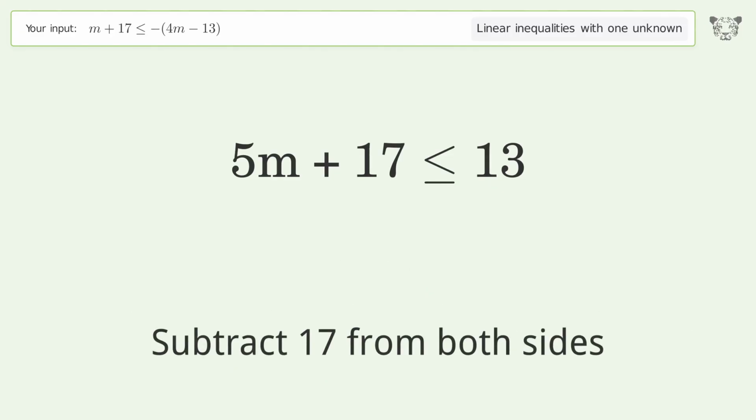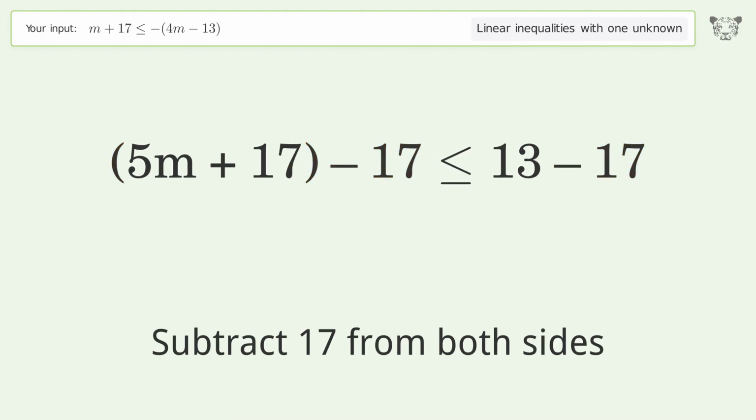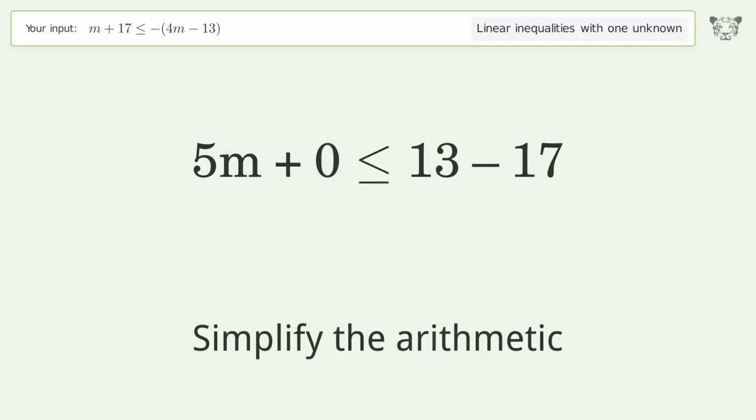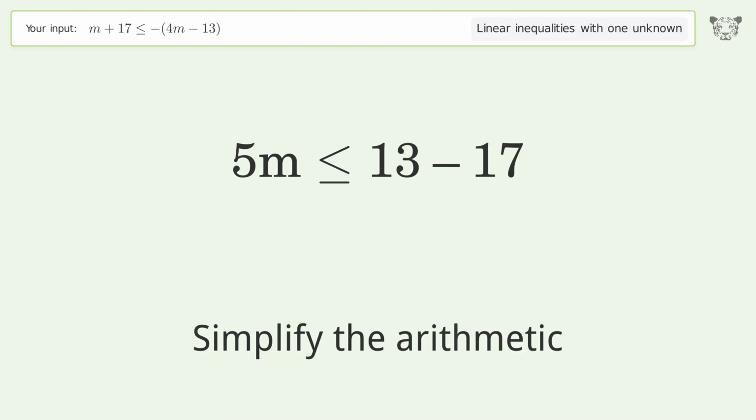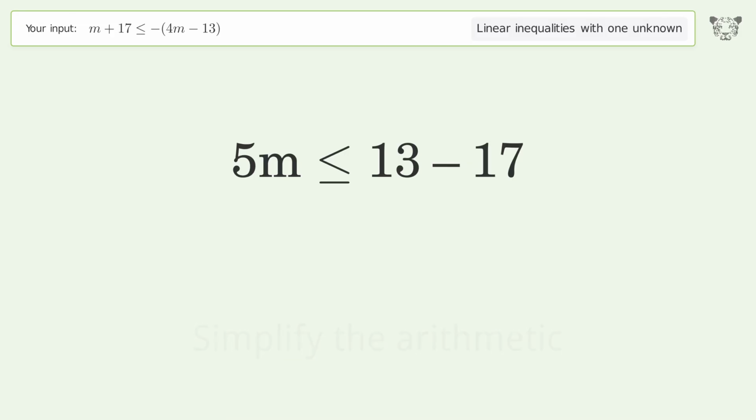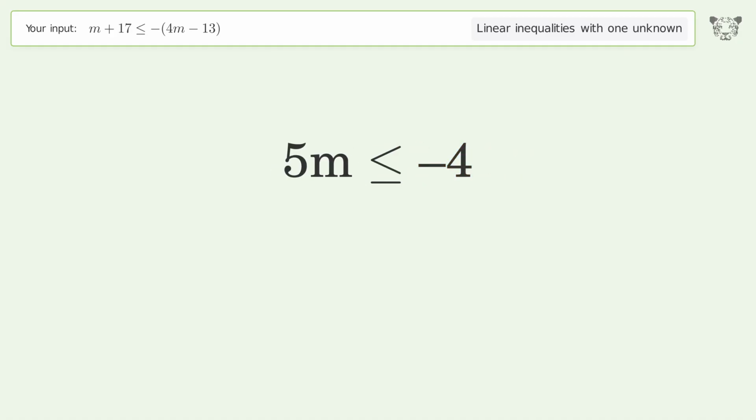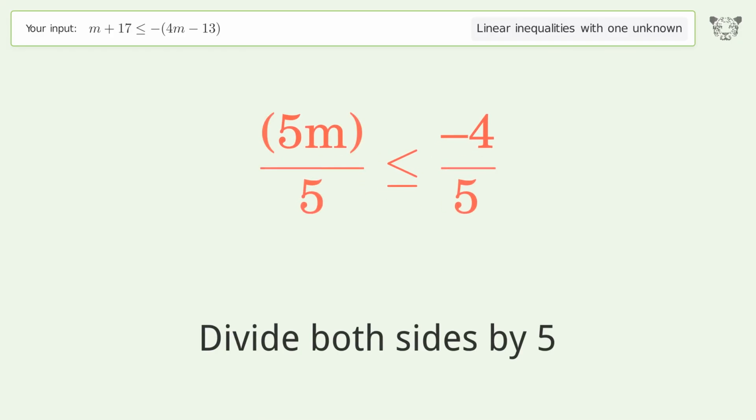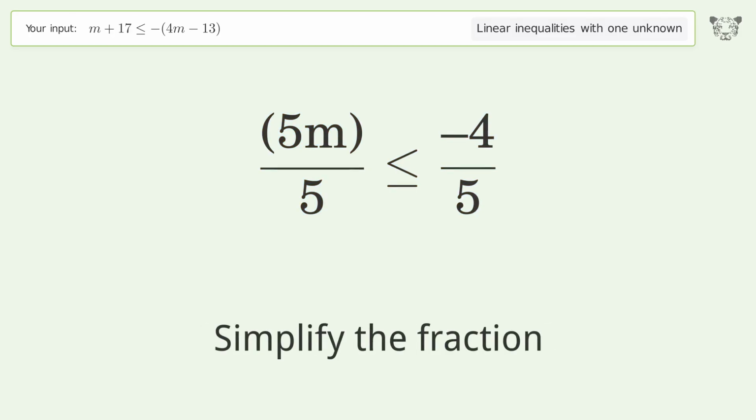Subtract 17 from both sides. Simplify the arithmetic. Isolate the m. Divide both sides by 5. Simplify the fraction.